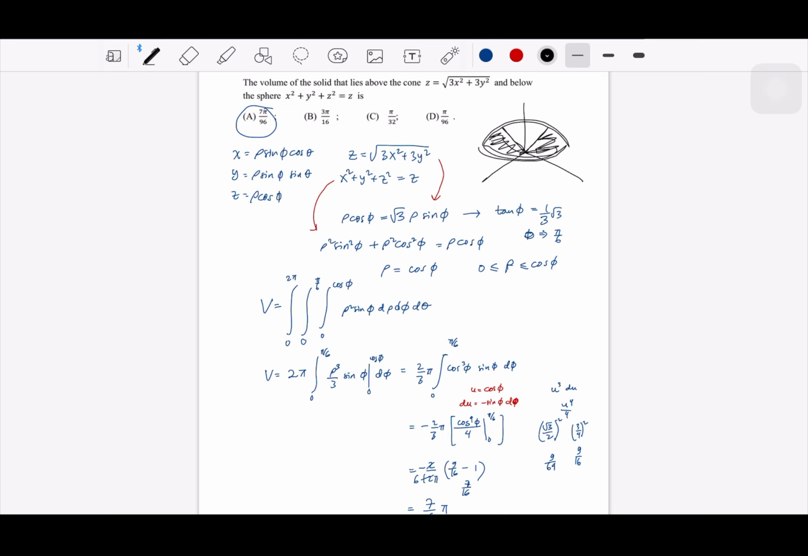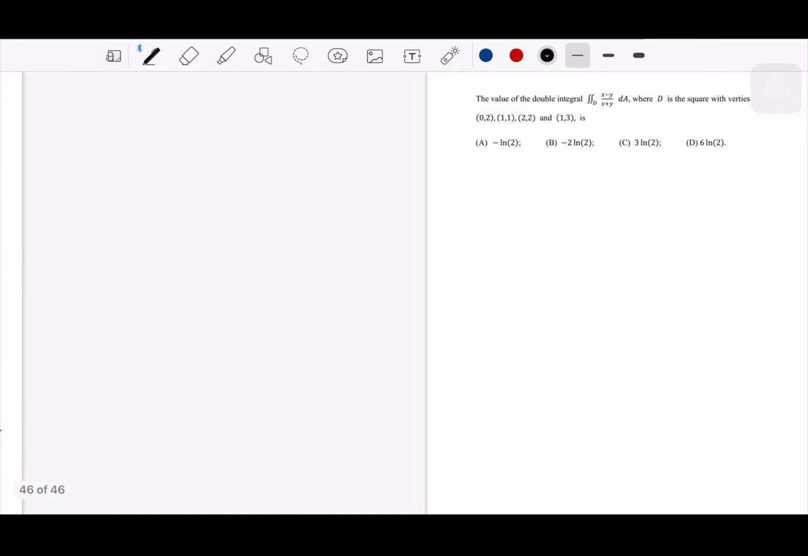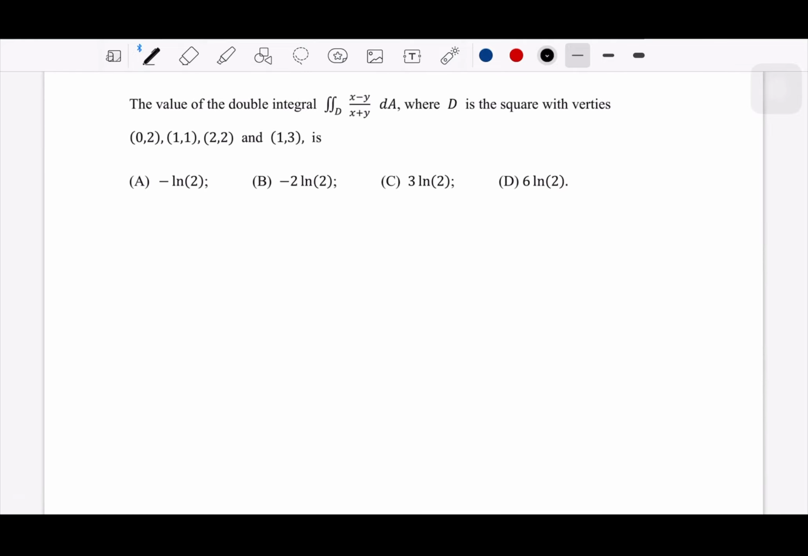All right. The last question for today's additional video is this value. So we need to find the value of the double integral of x minus y over x plus y dA, and we have these vertices of our square. You can pause the video and look at the results.